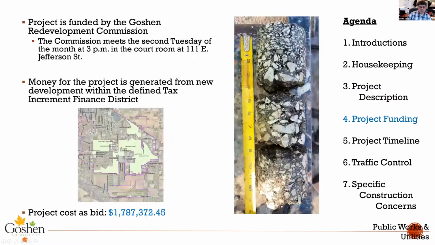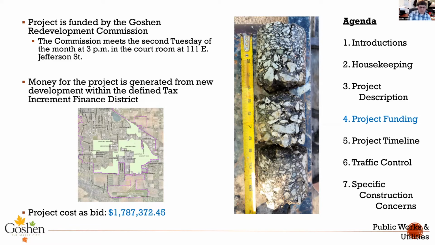I want to just let everybody understand how this project's being funded. The Goshen Redevelopment Commission is the funding source for this project. And so everybody's aware, they meet every Tuesday at 3 p.m. at the courtroom at 111 East Jefferson Street. Money that they have to participate with this project is developed through the Tax Increment Finance District.